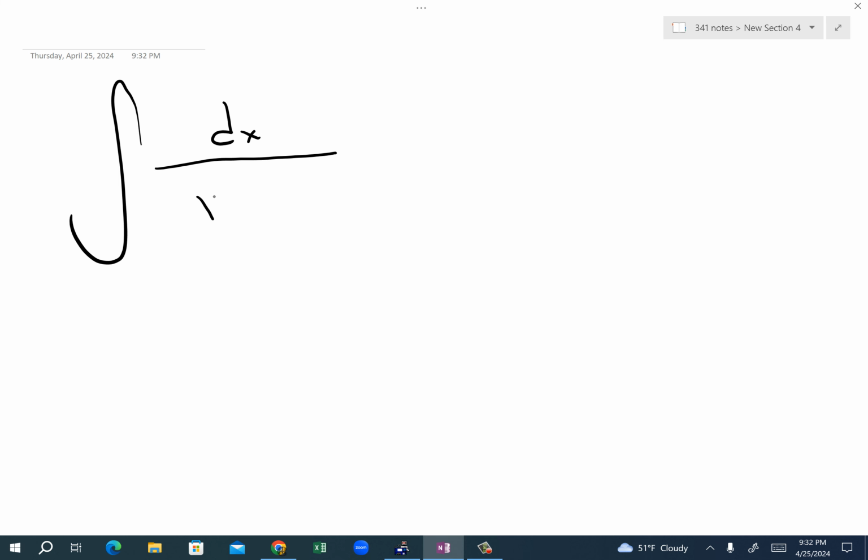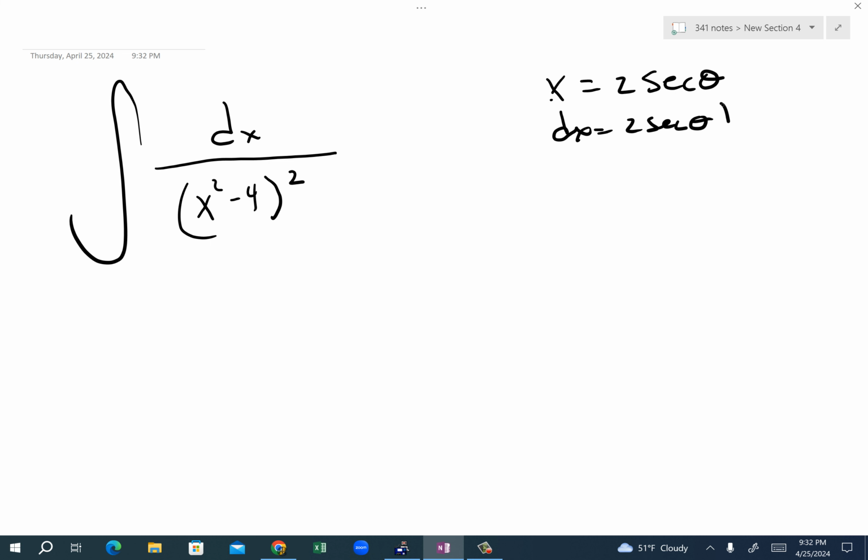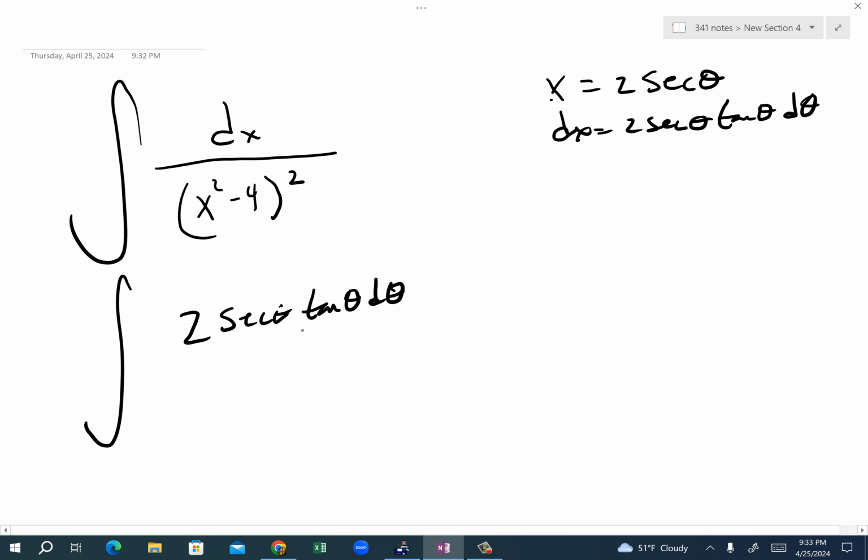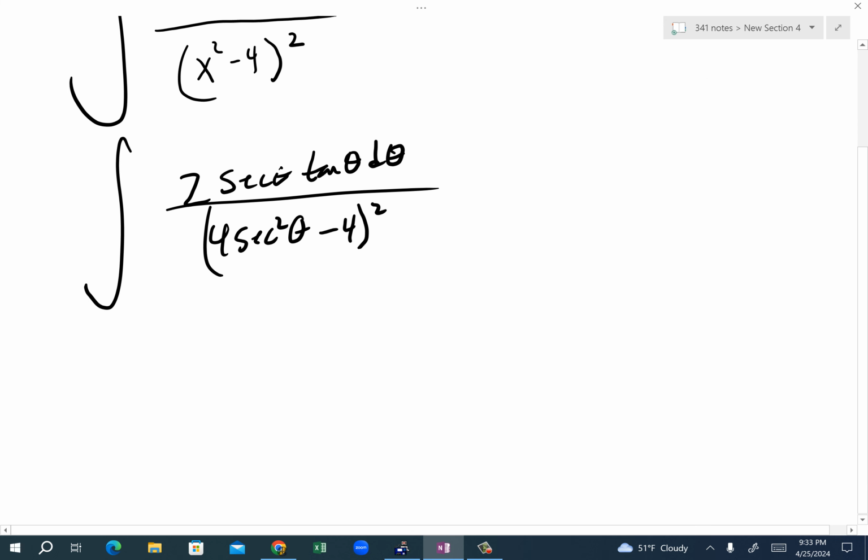So this one here, for instance, can come to mind. X squared minus 4 to the 2nd power. Sweet! Because it's of this format, x is going to be equal to 2 secant theta. So dx is 2 secant theta tangent theta d theta. Awesome. And so you're going to have 2 secant theta tangent theta d theta over 4 secant squared theta minus 4 to the 2nd power.